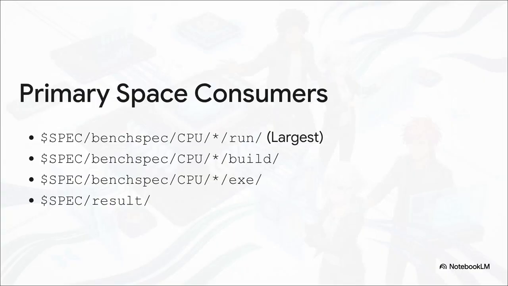Here's the deal. The vast majority of your disk space gets swallowed up by the automatically created run directories. When you fire off runcpu, the system copies these incredibly massive datasets into the run folders so it can perform the benchmark safely without messing with your original source code. Sure, the build folders, executables, and log files take up a little space too, but those run directories, they are the primary culprits for your suddenly missing gigabytes.